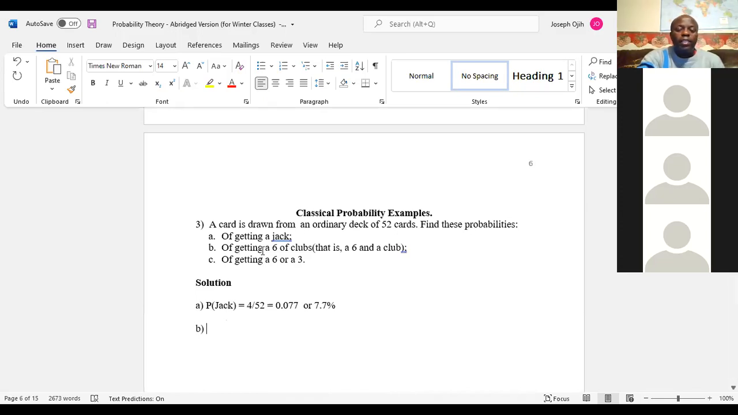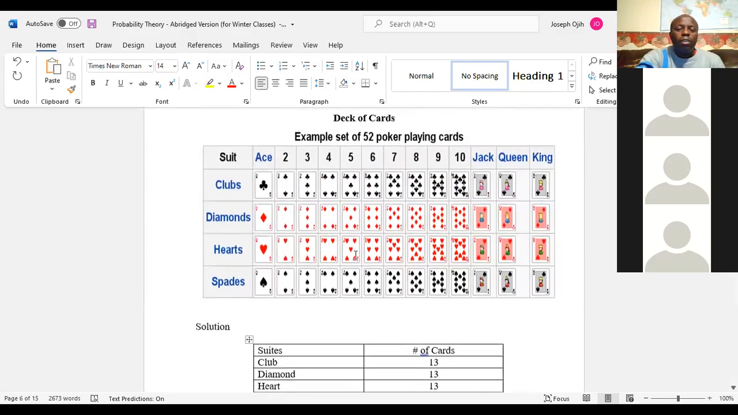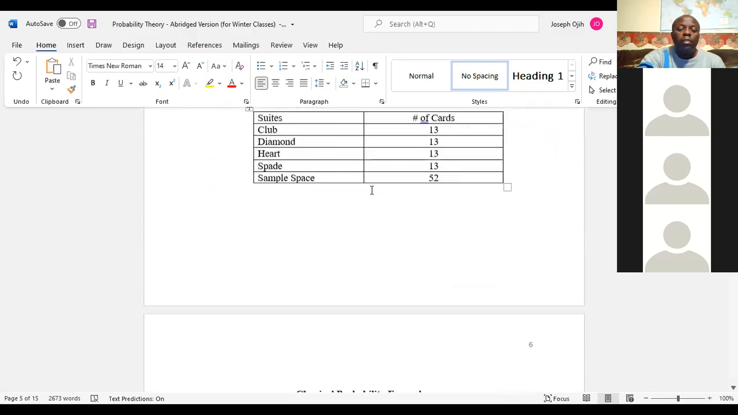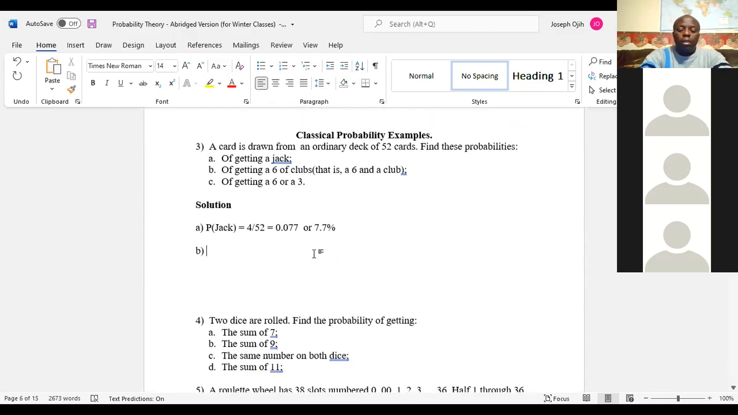Now, getting a 6 of clubs. That is a 6 and a club. Look at the clubs right here. Only one of them has the number 6 on it, just this one. So the probability of getting a 6 of clubs equals only one card out of 52.